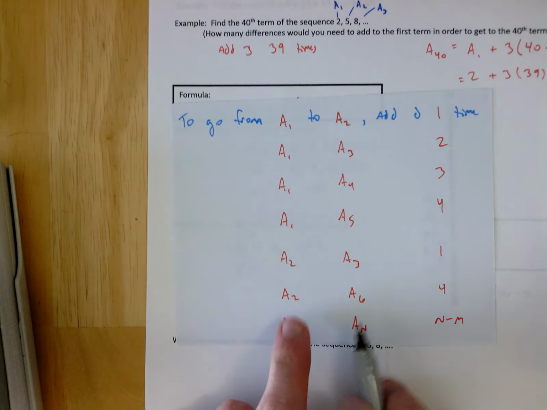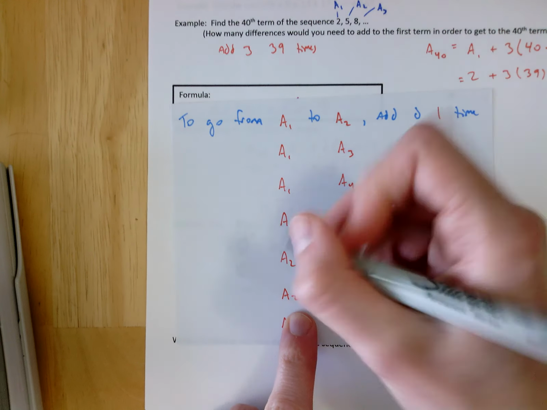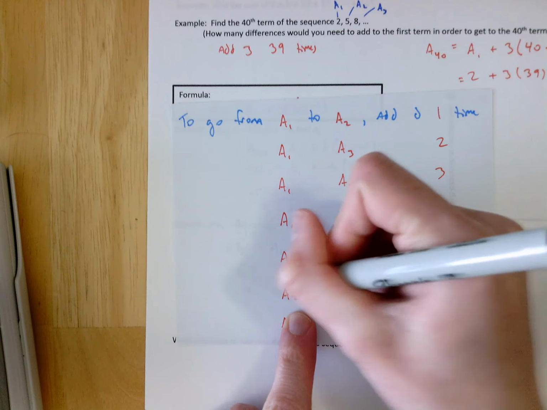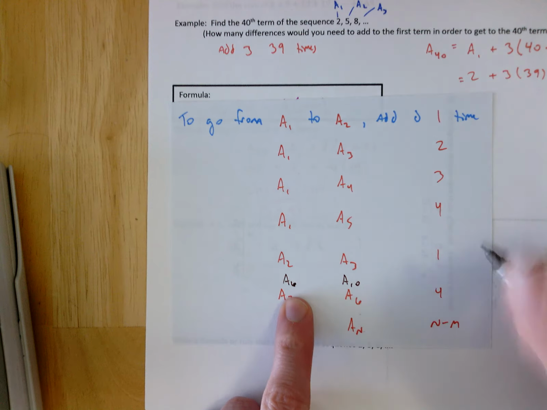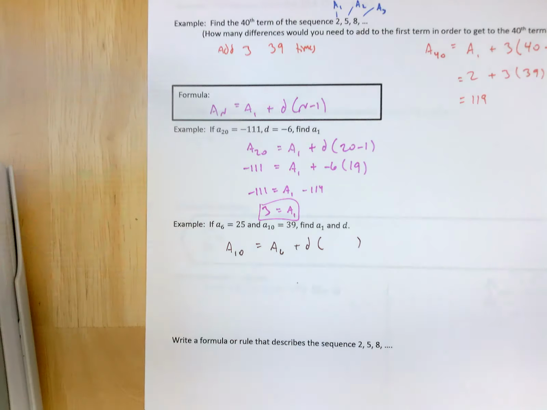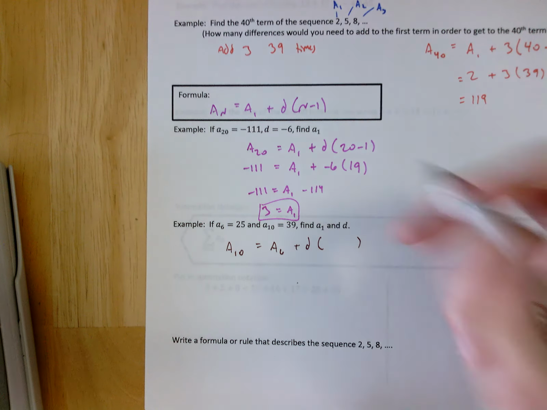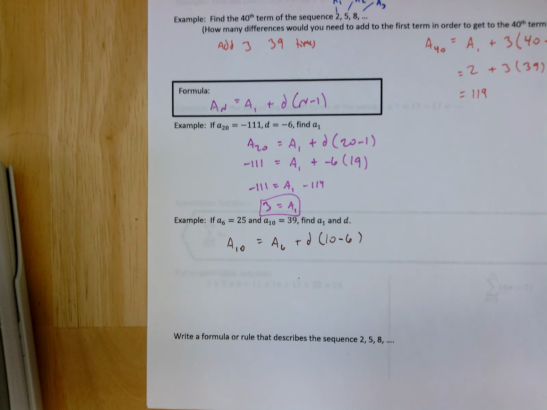We said that it was always just going to be the difference between these two numbers. So if I want to go from A6 to A10, my pattern is that I'm subtracting these two numbers. That's going to be 4 times. Then I'm going to have to add my common difference once to get to 7, once to get to 8, once to get to 9, once to get to 10. So I'm doing 10 minus 6, which is 4 common differences.